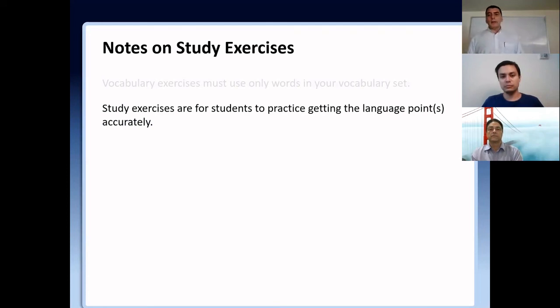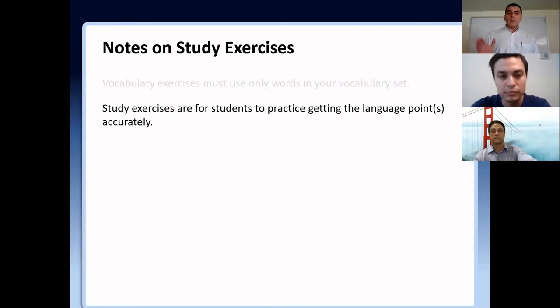Okay, so we should always bear in mind what the study exercises are actually for. Okay, these study exercises, whatever type you're using, it's for the students to practice getting the language point accurately. Okay, whether it's a grammar point or a form of word for vocab, they're practicing getting the word accurately, getting the sentence structure accurate, the grammatical structure accurate, the word in the correct place in the sentence, etc. Okay, so it's all about accuracy.